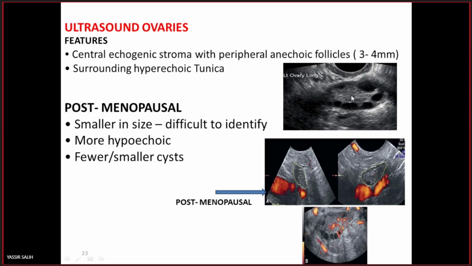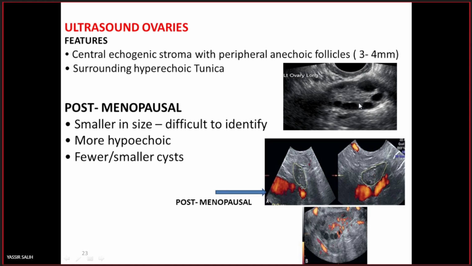The center بيكون echogenic. In the periphery there are multiple follicles. ممكن تلقى 1 2 3 4 up to 12. فلكن لاحظ إن هي small follicles range between 3 to 4 millimeters. طيب this is in adult.